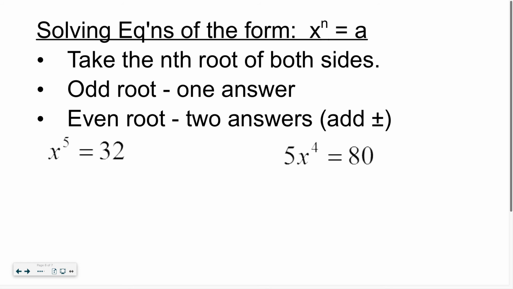We're also going to have some problems on your homework where you're solving equations by using nth roots. So you're really good at solving equations with square roots, but now you can also solve if you have a 2 or a 4.